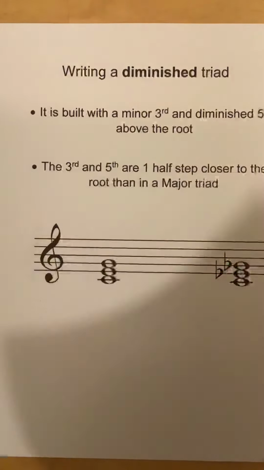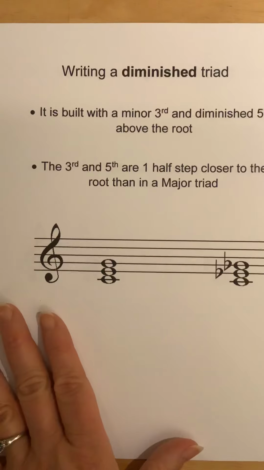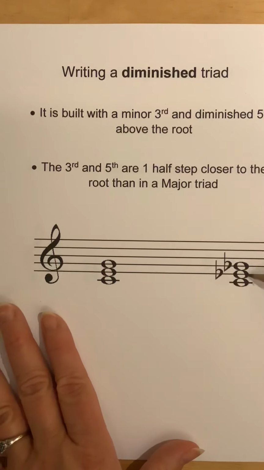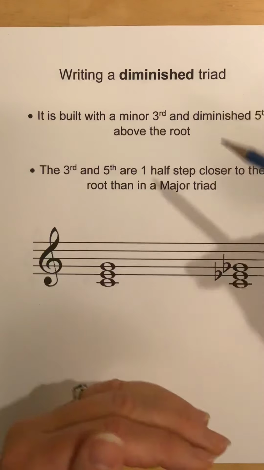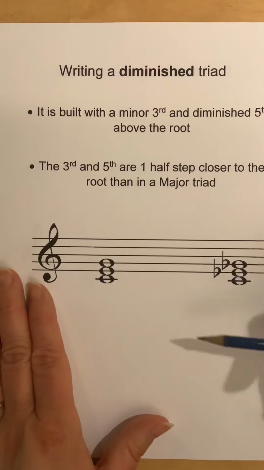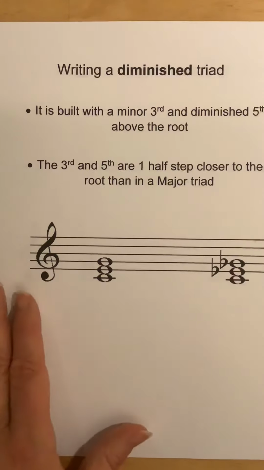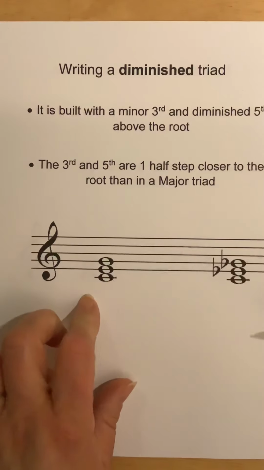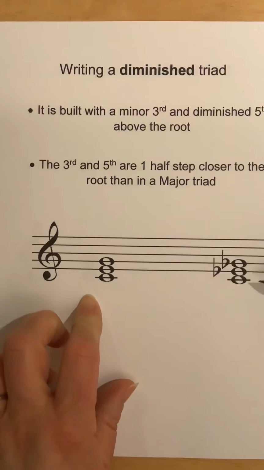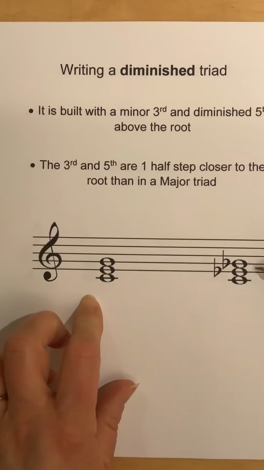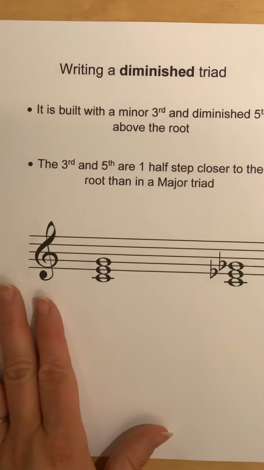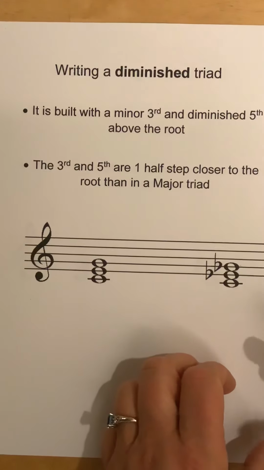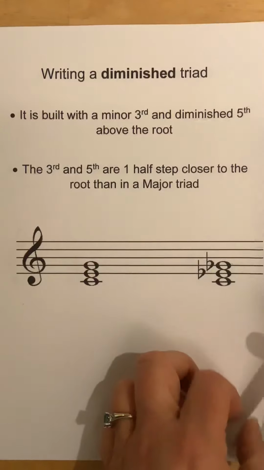Okay, so writing a diminished triad, it's built with a minor third and a diminished fifth above the root. So the third and fifth are one half step closer to the root than in a major triad. The way I like to think about it is write a major triad, and just lower the top two notes. Or, if that confuses you, if you want to figure out your minor third and your diminished fifth, whatever works. There's not necessarily just one right way of doing these things.